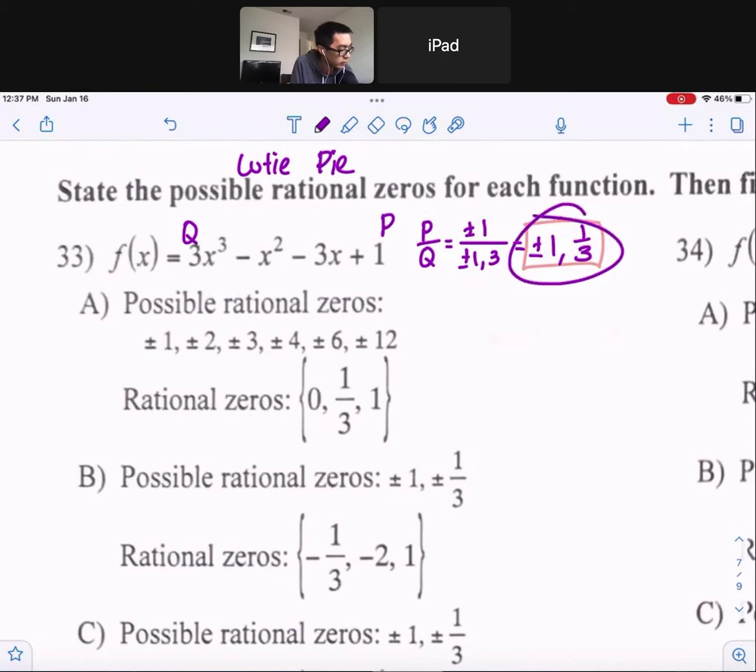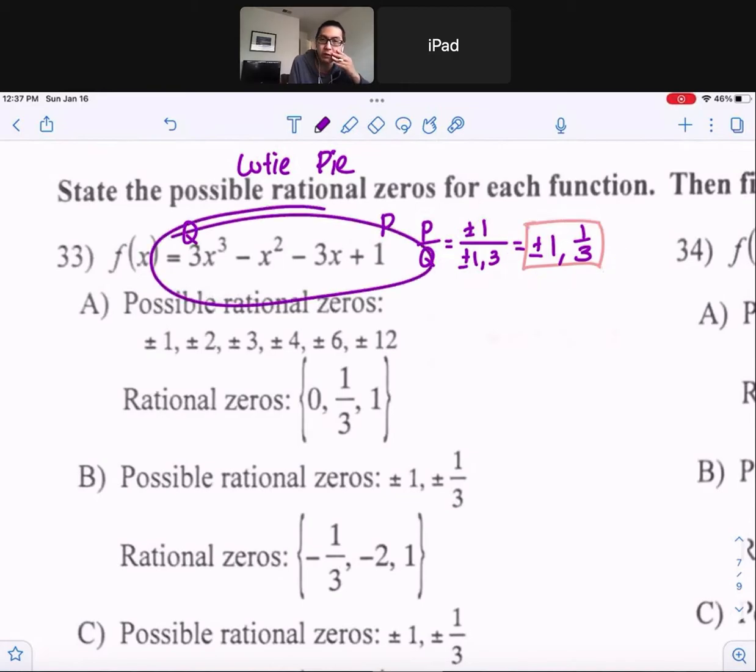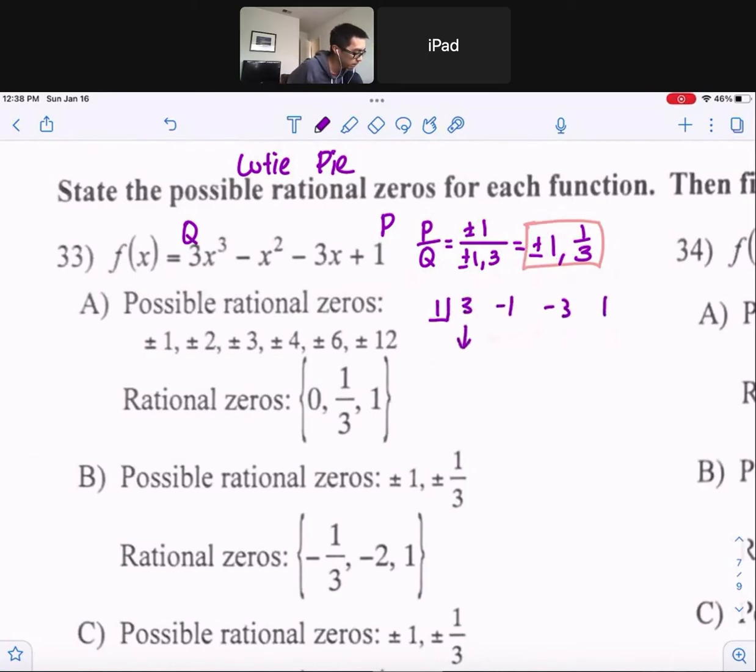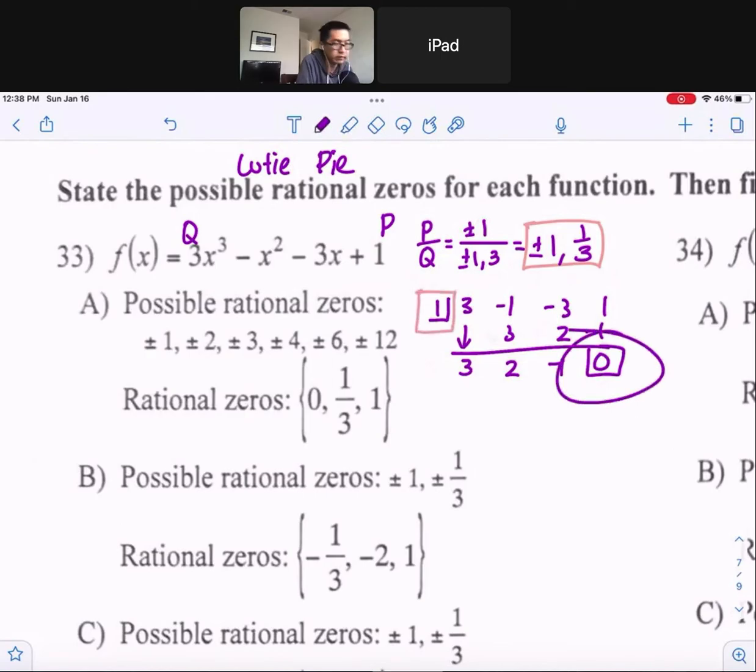So we plug in one of these using synthetic division to see which one will give us a 0. If we know it's a 0, then that means that possible zero is one of the actual zeros for our problem. So let's say we did synthetic division by picking positive 1 first. 3, negative 1, negative 3, and 1. 3 times 1 is 3. Add, 2. 2 times 1 is 2. Add, negative 1. Negative 1 times 1, add 0. So 1 is one of our answers because it gave us a remainder of 0, which means that's a zero and it's one of our factors.